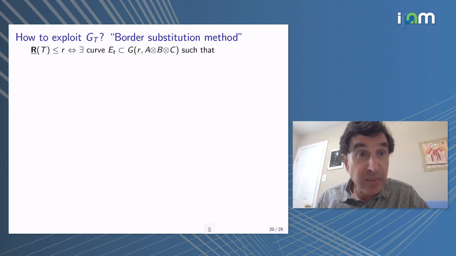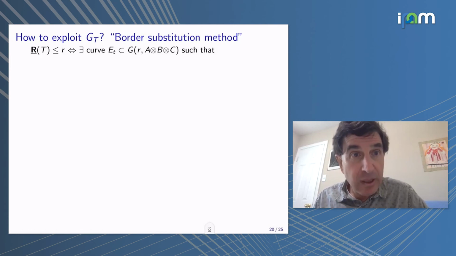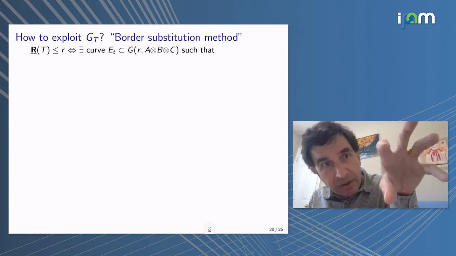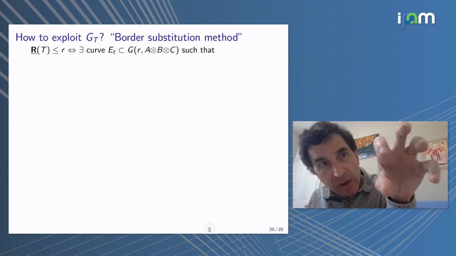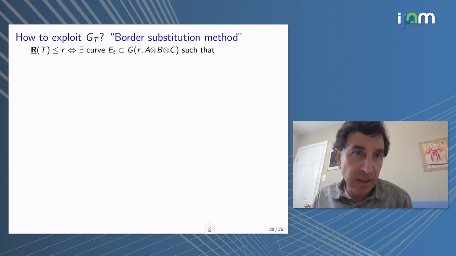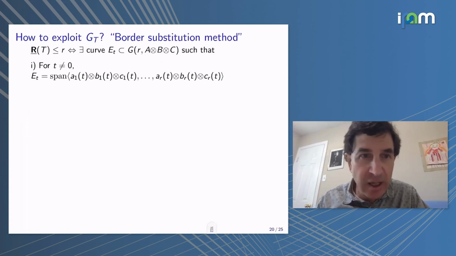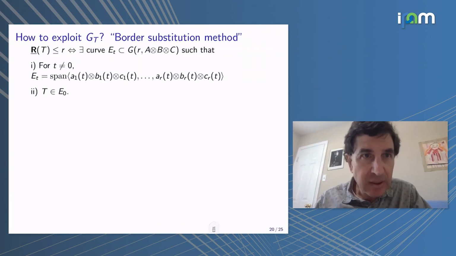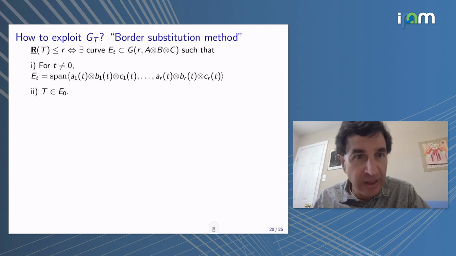Okay, so how are we going to exploit the symmetry group of a tensor? If I have a tensor of border rank at most R, then I have a bunch of R points that are maybe crashing into each other or moving around, but at each moment of time, these R points will span an R plane. And in the limit, there will be a limiting R plane, and my tensor will lie on that limiting R plane. So that is to say, there's a curve in the Grassmannian such that at every non-zero time, that R plane is spanned by my R points that are rank one tensors. And at time zero, the limiting R plane contains my tensor. So this is just a slight change of perspective about what it means to have border rank at most R.